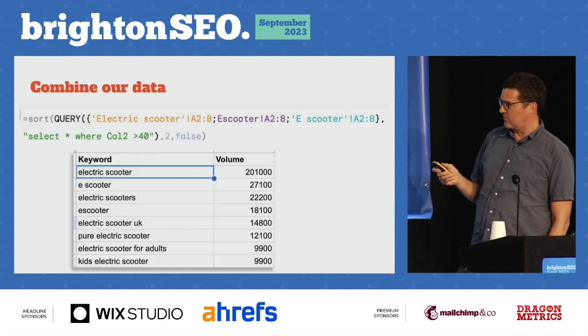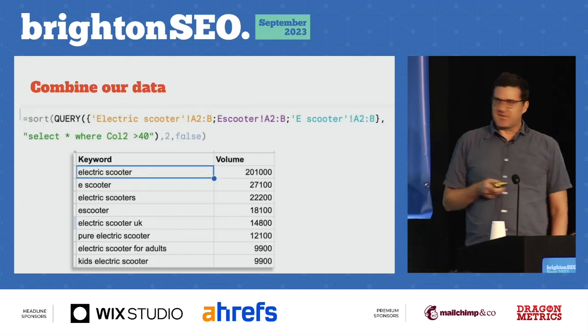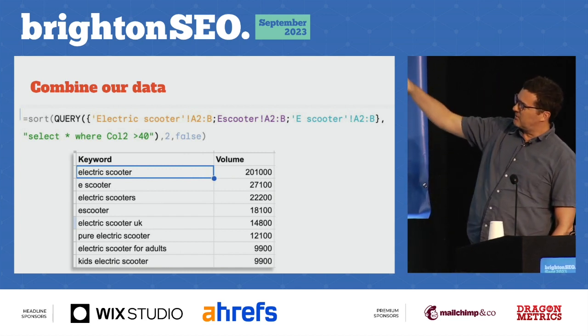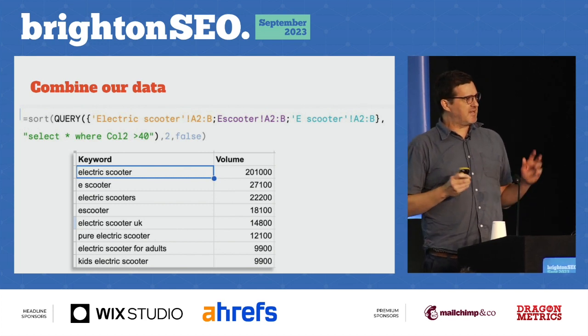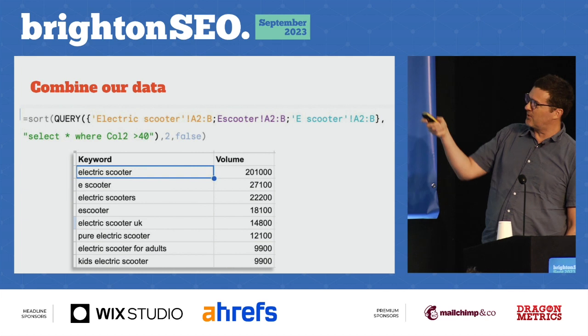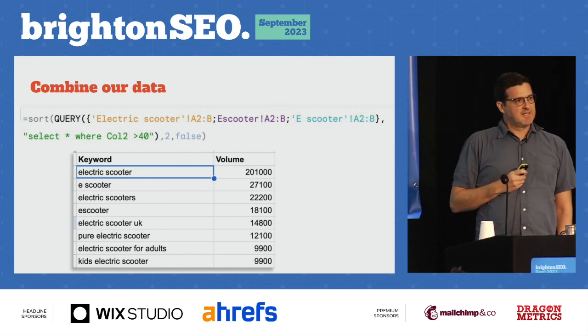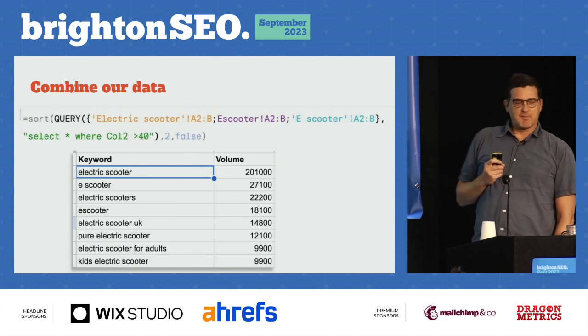So I've got, whoa, that's the wrong button. I've got my data from SEMrush on 3 tabs, one called electric scooter, one called e-scooter, one called e-space scooter. And with query, you can say, hey, go and get the information from those 3 tabs and combine it. So that's all that middle bit in the colors does. It says go and get it. And then in each of those tabs, go and fetch the data that's in column A and column B.